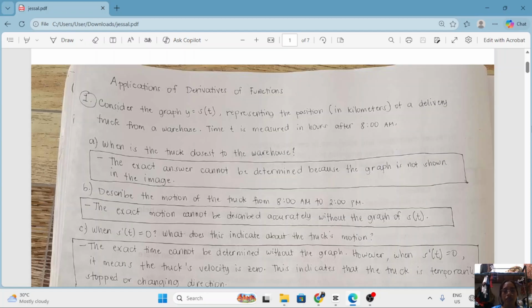of derivatives of functions. So we have here a set of problems, but first let's just focus on the number one problem. So consider the graph y is equal to s of t representing the position in kilometers of a delivery truck from a warehouse. Time t is measured in hours after 8 a.m. So the first question goes like, when is the truck closest to the warehouse?